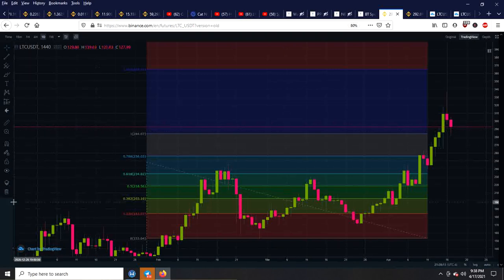First of all, we called this parabolic move, right? Okay, so now we had it. So now, if you notice here, we pumped up to about 335, 6, right? But ironically, our 1.618 fib extension happens to be 365, which is right where the all-time high is.